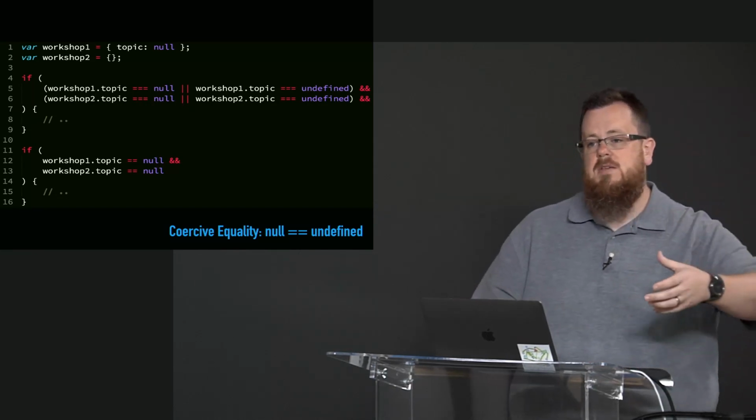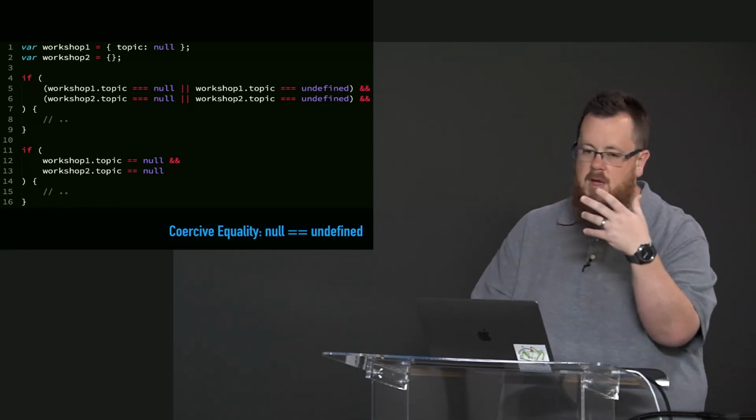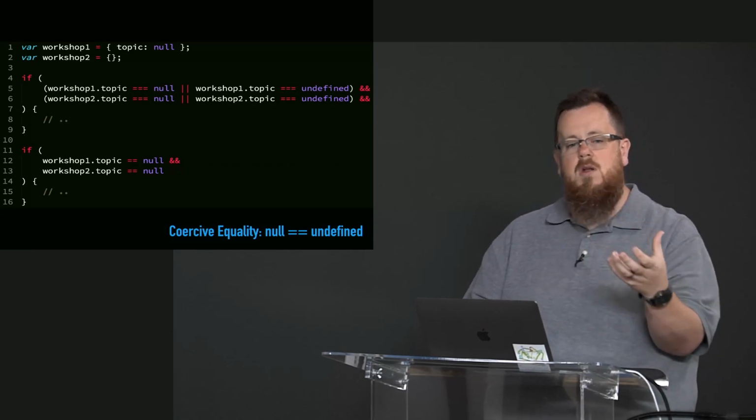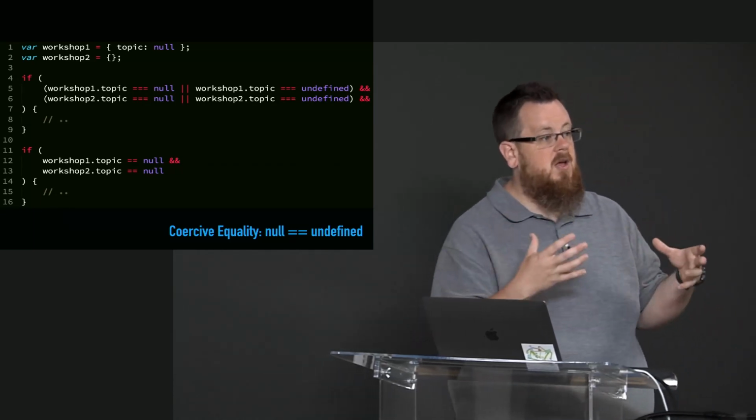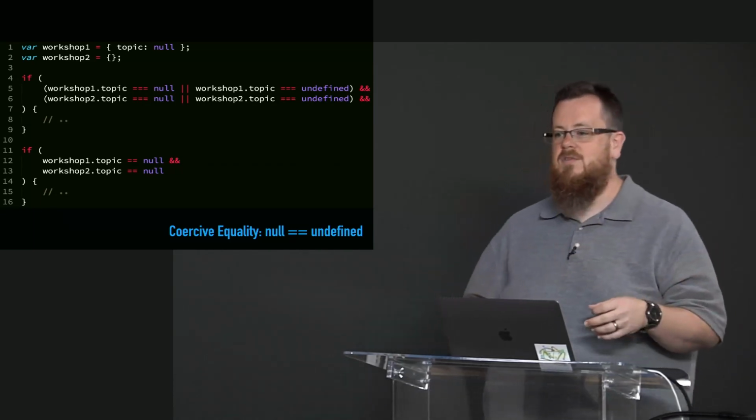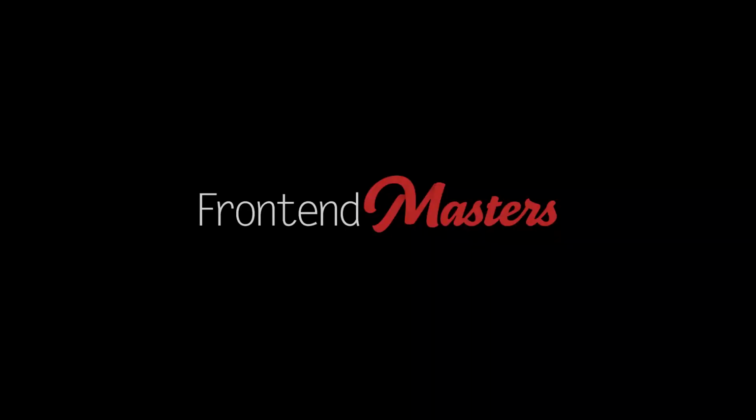So that's one of the examples. There are more that we won't really fully dive into here, but that's one of the examples of why allowing JavaScript to take care of type conversions can actually improve our code.